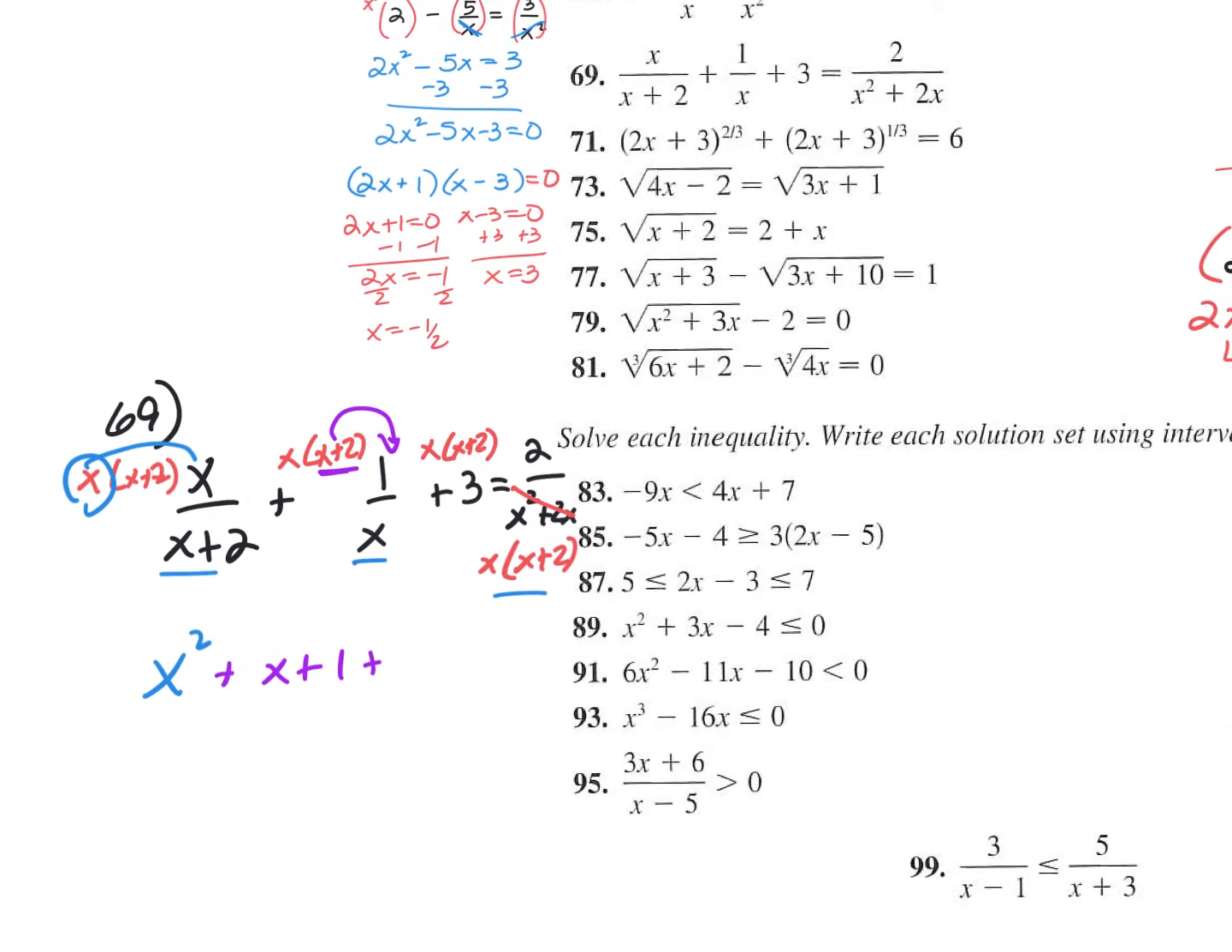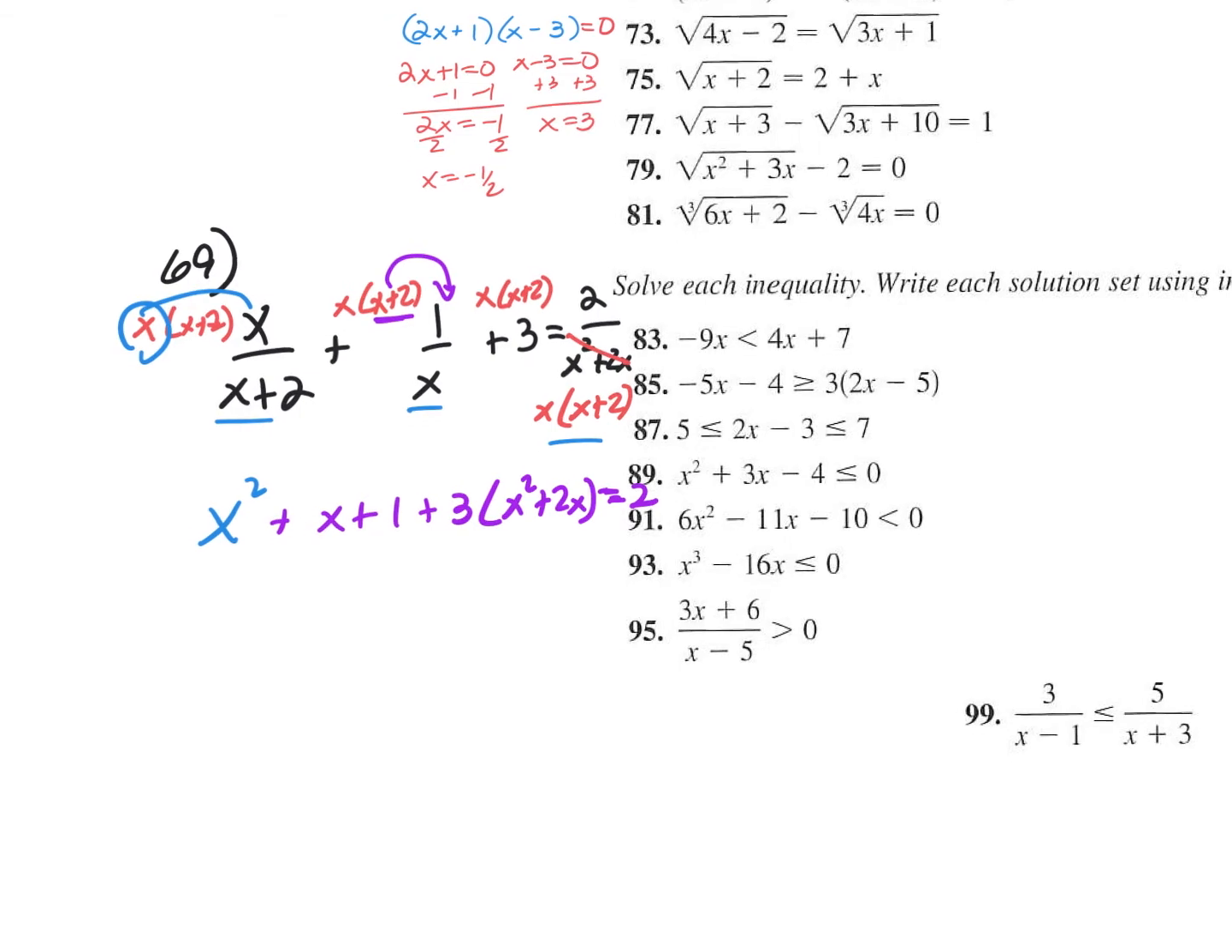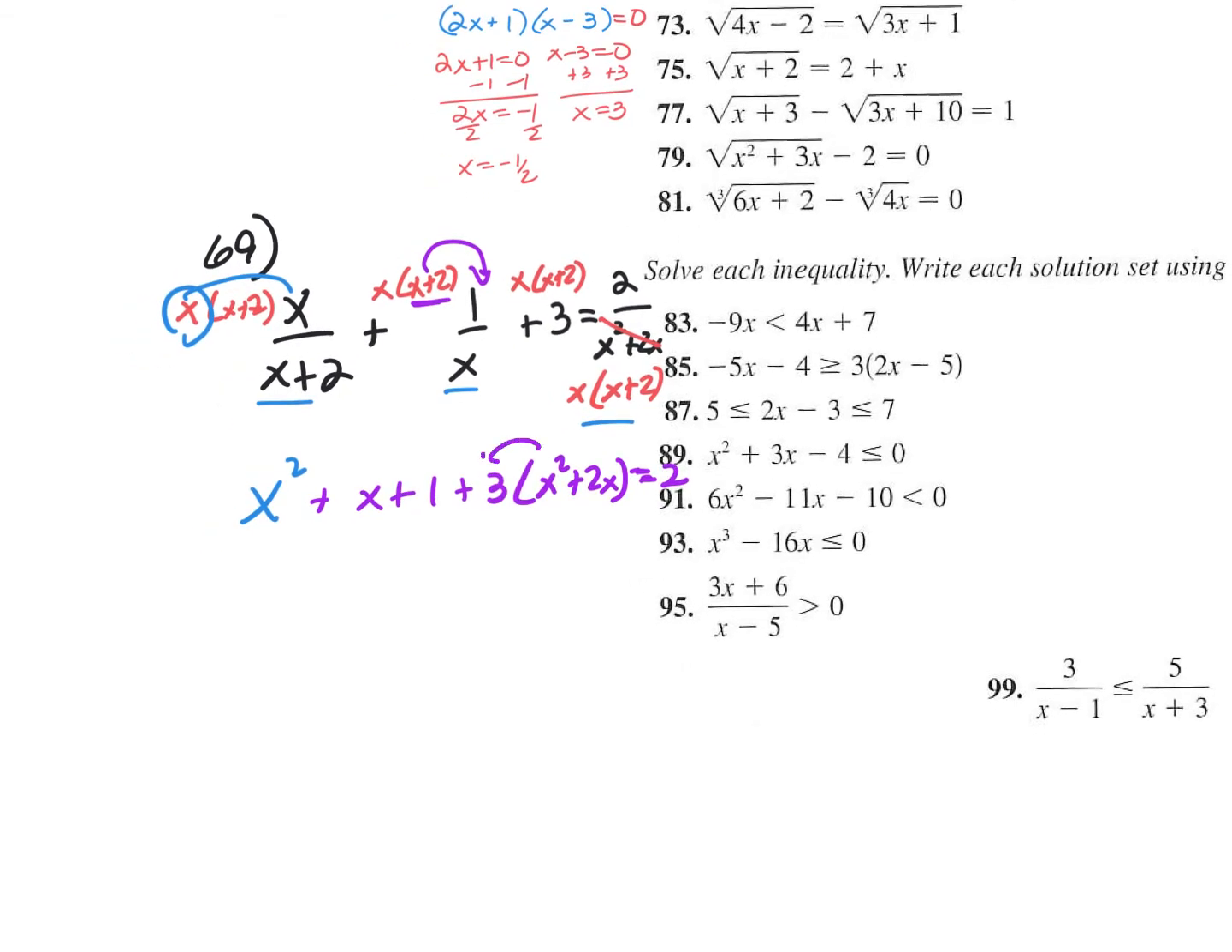Now, we could actually put it back as the factored form and do it, or the unfactored form, and put it in here like this. And then the last one, it canceled, so it was just left with a 2. So now I need to distribute this one. So x squared plus x plus 1 plus 3x squared plus 6x equals 2.